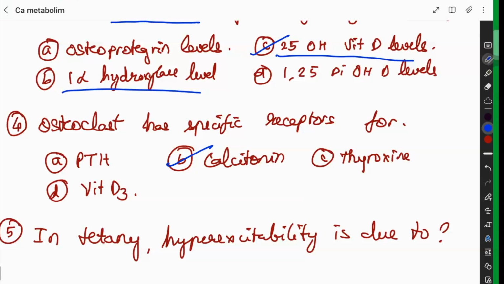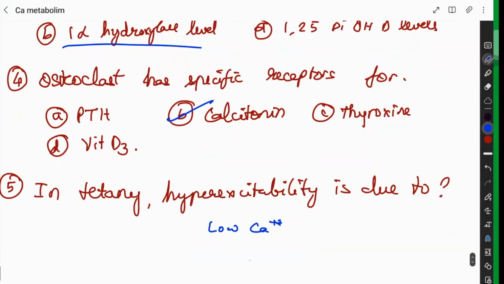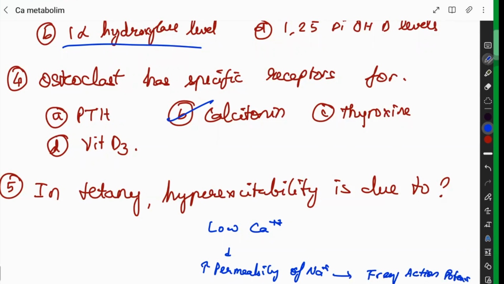That was the question. The answer is why there is hyperexcitability. There is hyperexcitability because of low calcium. Whenever there is low calcium, it is going to cause an increase in the permeability of sodium. So whenever there is a low serum calcium level, it is going to move more sodium ions into the cells. That is going to lead to frequent generation of your action potential. And because of it, there is going to be hyperexcitability followed by tetany. With this, I am concluding the topic.